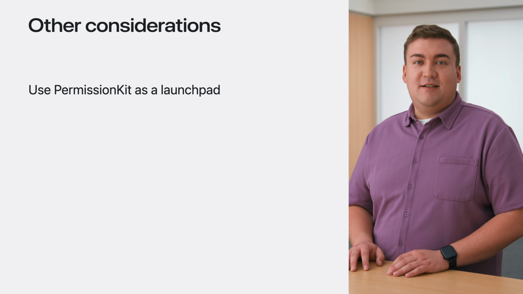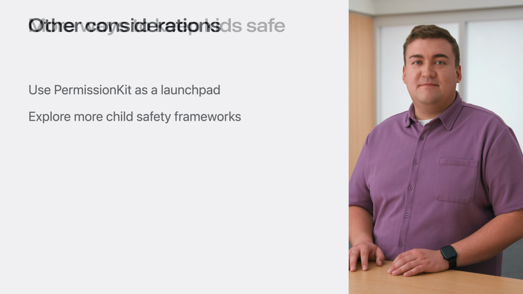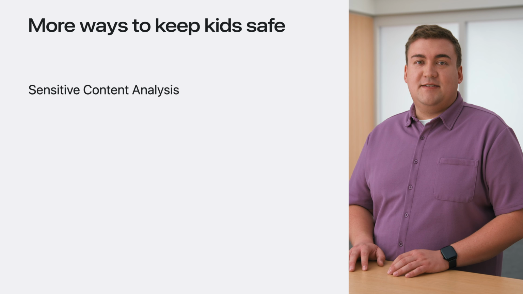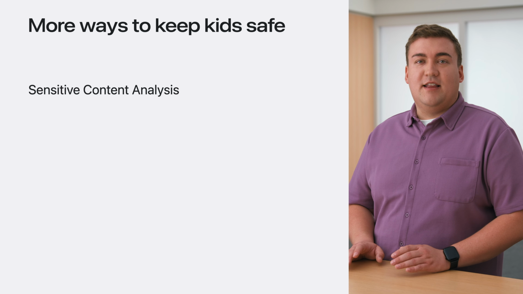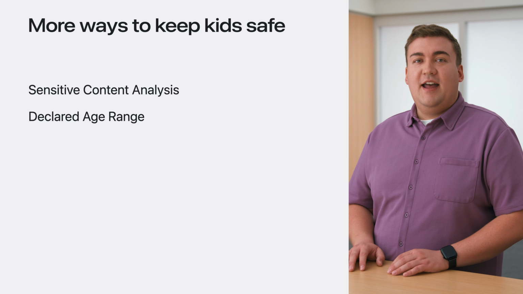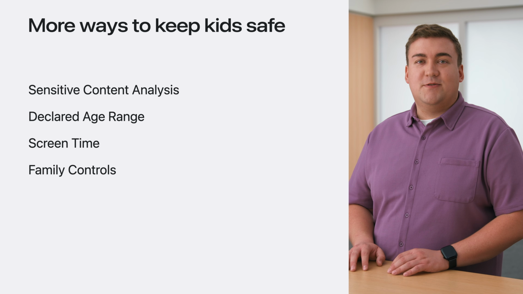And don't stop at PermissionKit. Determine if your app is a good fit for our other family and child safety API offerings. For example, here are more ways to keep kids safe using our APIs. The new Sensitive Content Analysis API expands communication safety to protect kids by detecting and blocking nudity in live streaming video calls. The new Declared Age Range API allows you to build safe, age-appropriate experiences for kids. The Screen Time Framework gives you the tools you need to help parents and guardians supervise their children's web usage. And the Family Controls Framework helps apps provide their own parental controls.